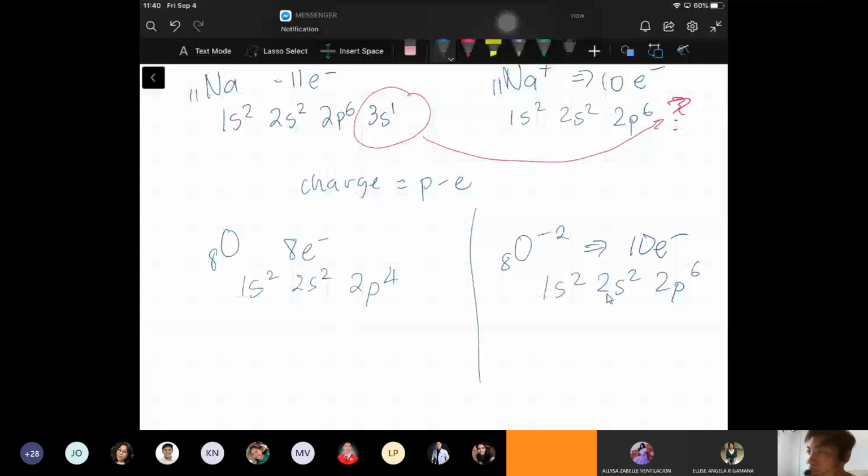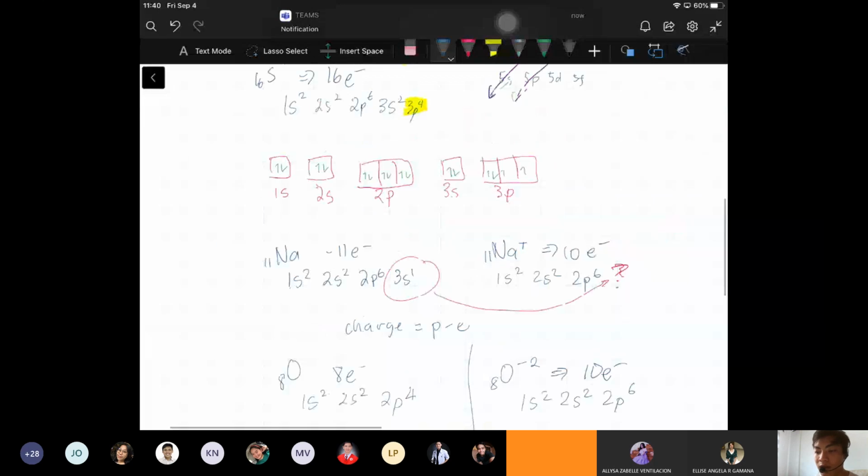Okay, so anyway. So yun, so ano nangyari? Yung 2 electrons, ano nangyari? It caused changes sa p orbital na. So nadagdagan yung electrons sa p orbital. From 4 naging 6 na. Okay. So with that na, siguro we can summarize our lesson for today.